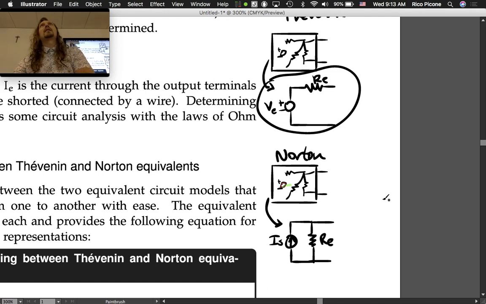I'd say this is the first concept that people tend to have a lot of trouble with, Norton and Thevenin's theorems. I was going to ask why might we really want to do this? That's a good question.